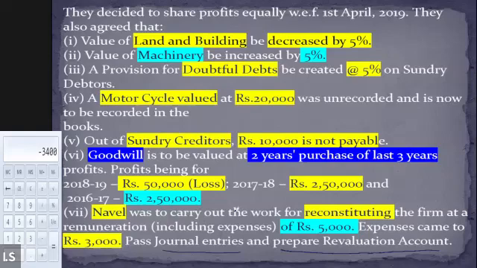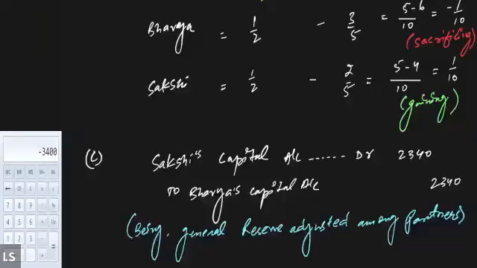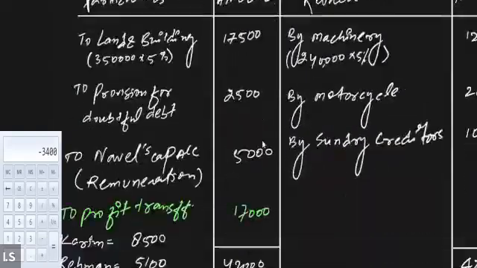But first of all, before going forward, I just wanted to know whether all these points are clear. Is the question clear, what this question requires us to do? Is it clear to both of you? Yes. So let's continue with the passing of the journal entries.